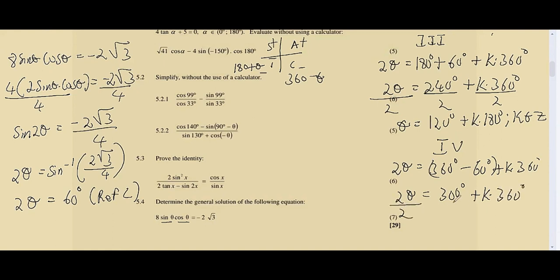Then dividing throughout by 2, I have theta is equal to 150 degrees plus k 180 degrees, where k is an element of the integers. So that's how you were supposed to solve that one. You have found your general solution, and all that was for 29 marks. So this was a very lucrative deal of marks. That's how you were supposed to go about answering that question.